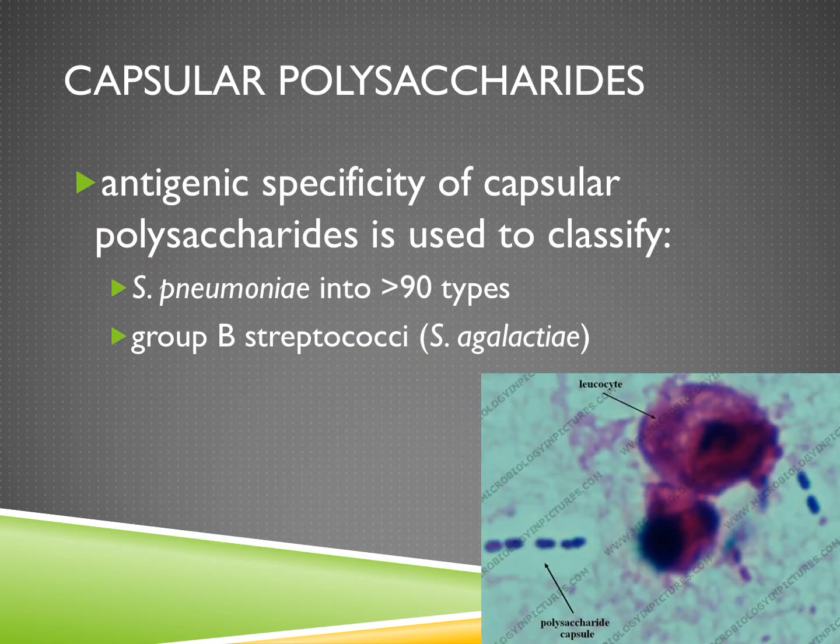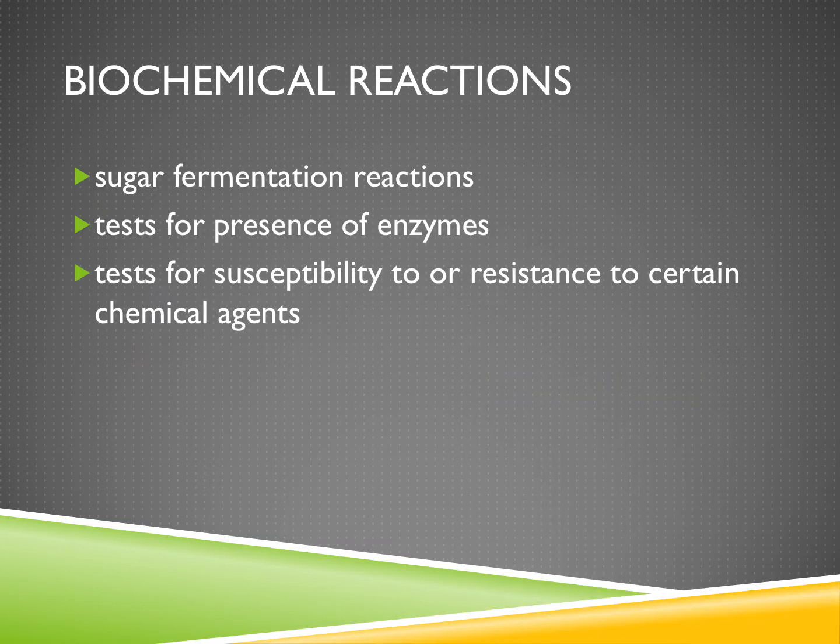Capsular polysaccharides also help in the categorization of our streptococci. Note that Streptococcus pneumoniae is categorized into more than 90 types owing to the antigenic specificity of its capsular polysaccharides. Examples of biochemical reactions include sugar fermentation reactions, tests for presence of enzymes, and tests for susceptibility to or resistance to certain chemical agents.